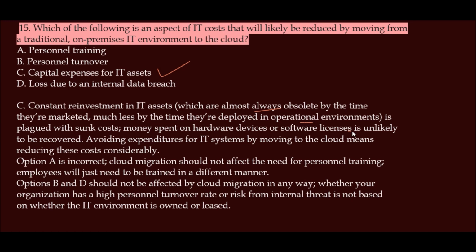Okay. Option A, personnel training, is incorrect in this case because cloud migration should not affect the need for personnel training. Employees will just need to be trained in a different manner. Okay. Option B, personnel turnover, and option D, loss due to an internal data breach, are incorrect because they should not be affected by cloud migration in any way. Whether your organization has a high personnel turnover rate or risk from internal threat is not based on whether the IT environment is owned or leased.